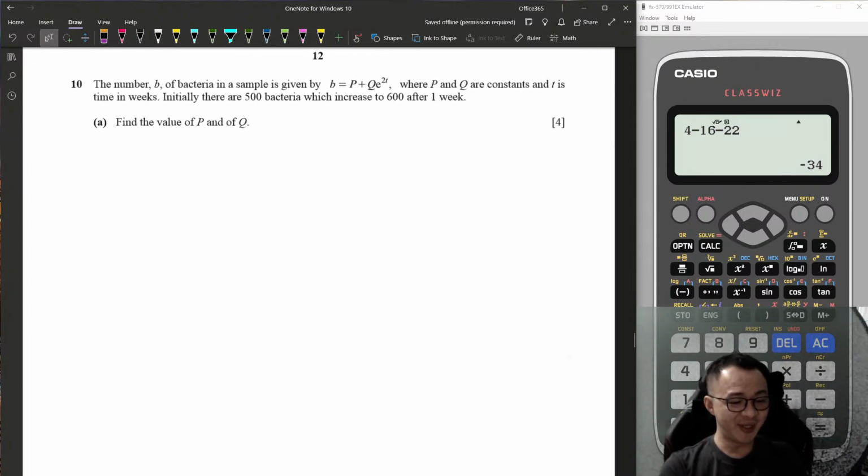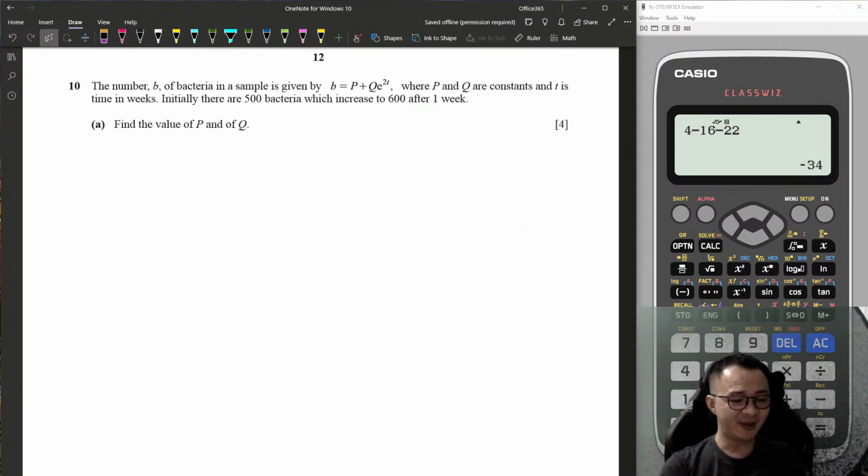The number B of the bacteria in the sample. So I believe B, small letter b, is the bacteria. P and Q are the constants. T is the time in weeks. So initially, they are 500 bacteria. It increased to 600 after 1 week.